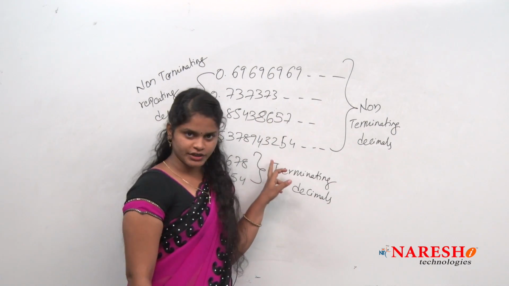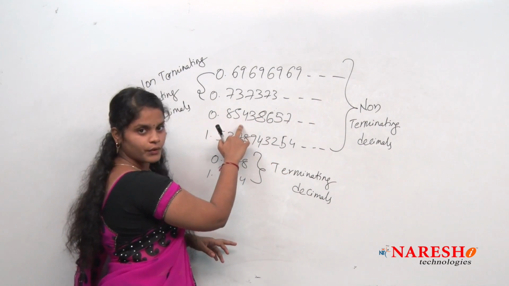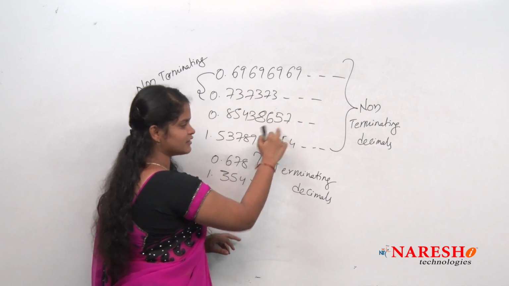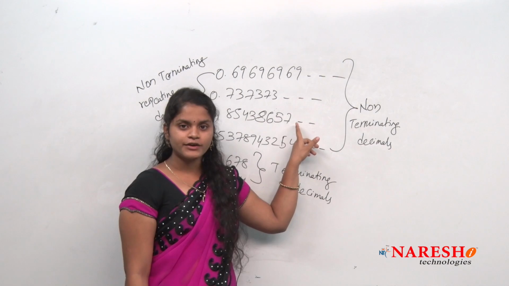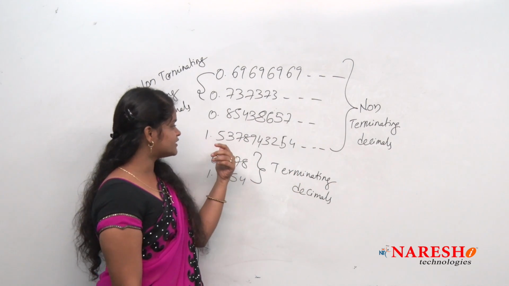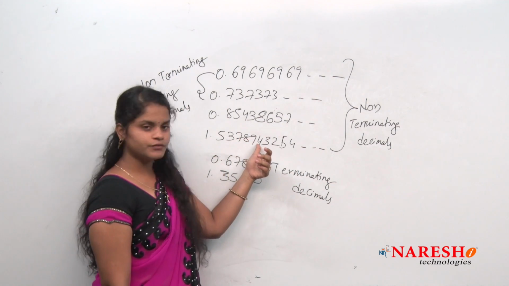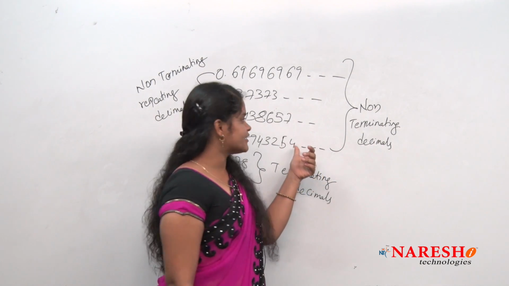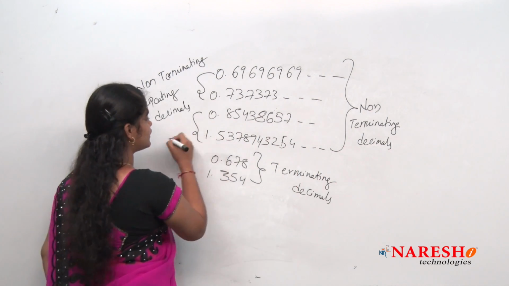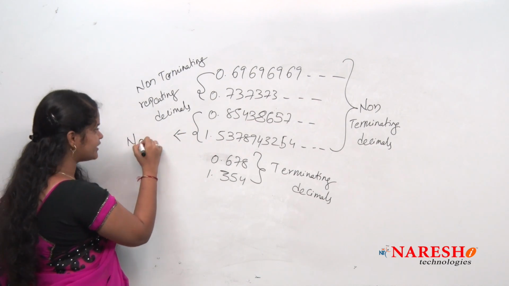But when it comes to here, see, 8543867. Do I know what my next number is? Definitely not. I can't find the next number. Similarly here, 5378943254. What is my next number? I don't know. So these types of decimals are called non-terminating, non-repeating decimals.